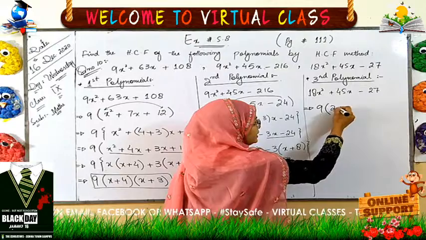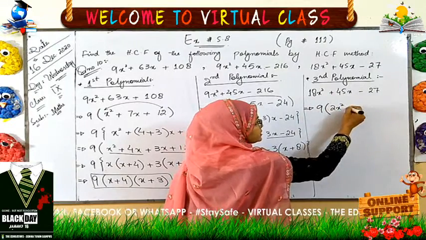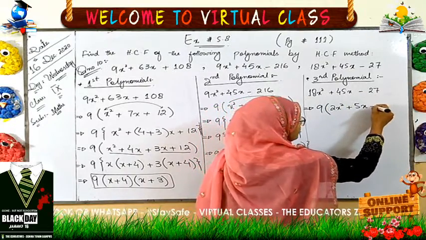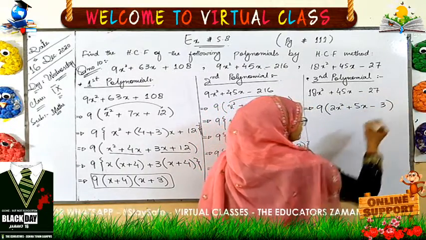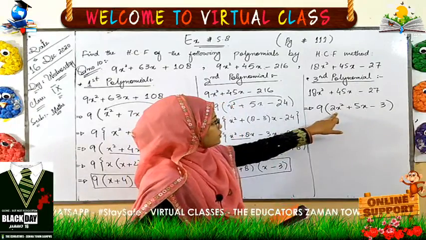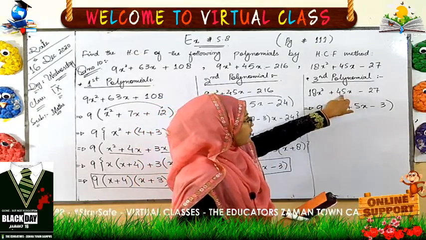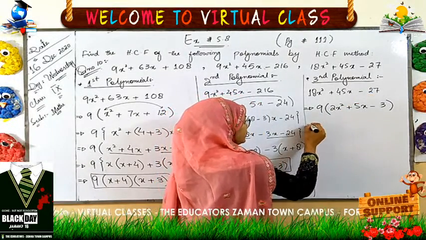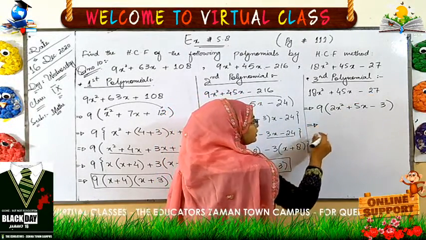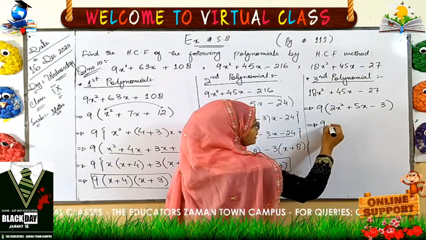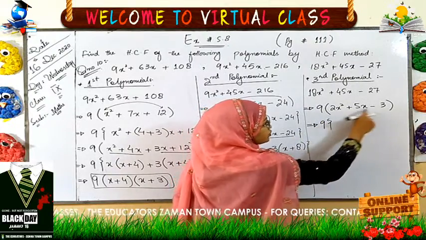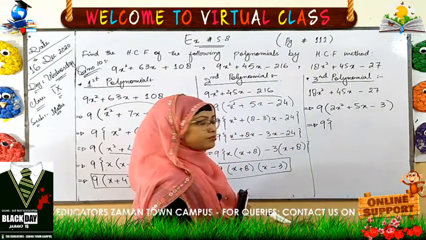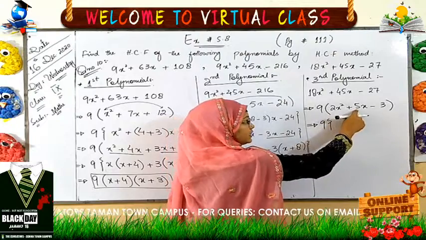9 2s are 18, x square plus 9 5s are 45x plus minus 9 3s are 27. Right? 9 2s are 18, 9 5s are 45, 9 3s are 27. So what do we have to do next? We have to find the factors of the middle term. 9 will come as it is. 2 3s are 6, minus 6. It means we have to do the subtraction. After subtracting, we must have 5.